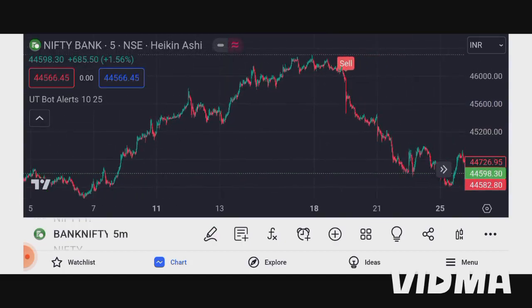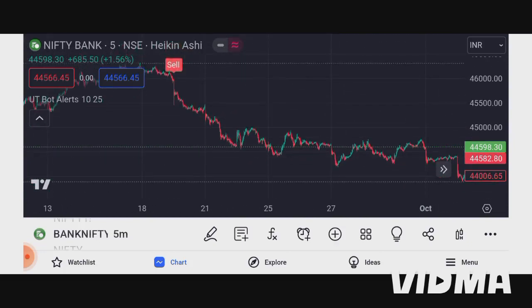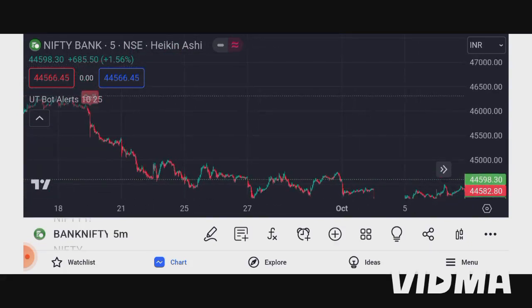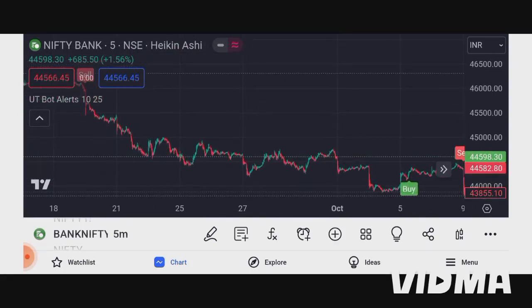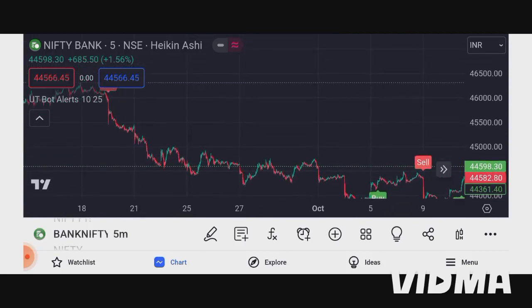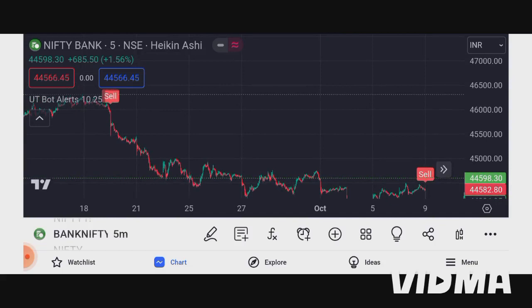Then there is one sell signal coming after the 18th. So we check how many points this sell has given. It is a very good indicator if you are doing scalping or holding trades. Its accuracy is almost 90%.